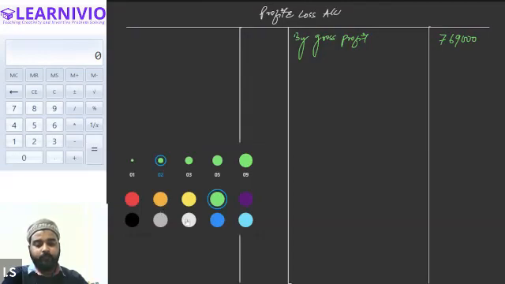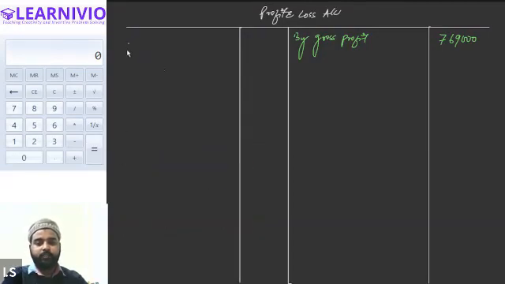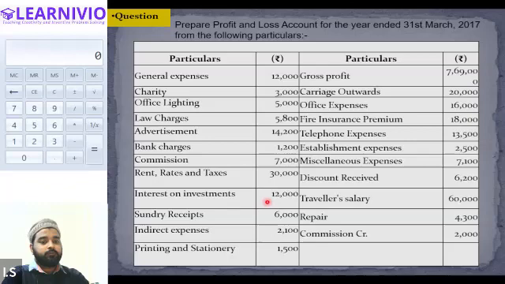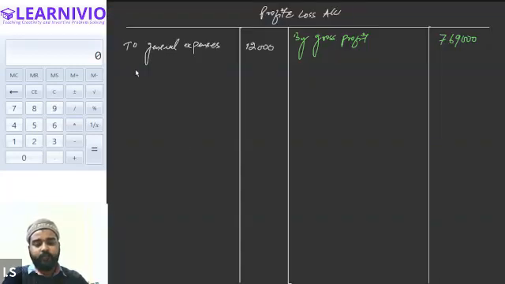12,000, to general expenses 12,000. Okay. Next item. Then we have charity. Charity is also a miscellaneous expense. So charity will also be recorded in the profit and loss account on the debit side, to charity. You guys are writing this, no? Everyone? Yes, sir.